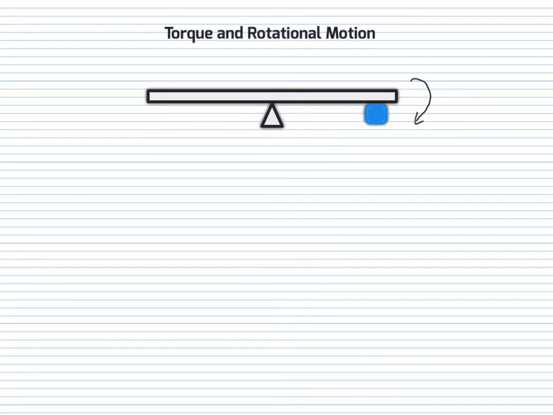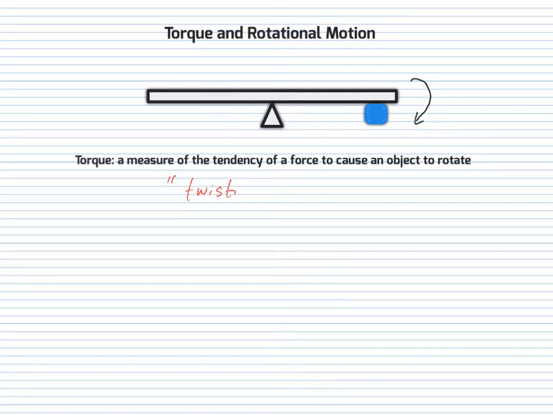Now, the thing that we have to be careful with when we talk about torque is that torque is not caused by a mass. Torque is actually caused by a force, and that force is being applied a certain distance from an axis of rotation. So torque is a measure of the tendency of a force to cause an object to rotate. Another way that I like to think about torque is that it's a twisting force which causes an object to rotate. So there's our verbal definition for torque.